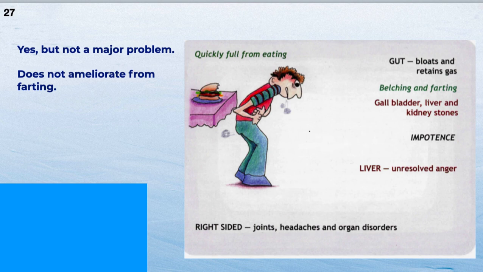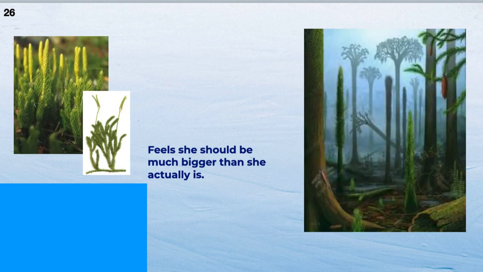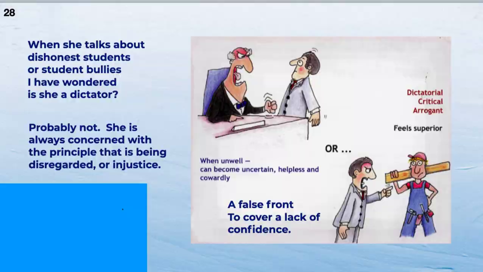It wasn't something she talked about. If she was a Lycopodium, she would have actually talked to me about her gas. Okay, and she would have had these gallbladder problems, liver problems, kidney stones. None of this. She's never talked about any of this. Now, she talked about dishonest students and students who were bullies. And sometimes I wondered, was she a dictator? But probably not, because she was always very concerned about the principle that was being disregarded, or injustice. This is very different. Lycopodium is trying to cover up for a lack of confidence. So they become dictatorial, to be bigger than they really are. This image is very important for understanding a Lycopodium.